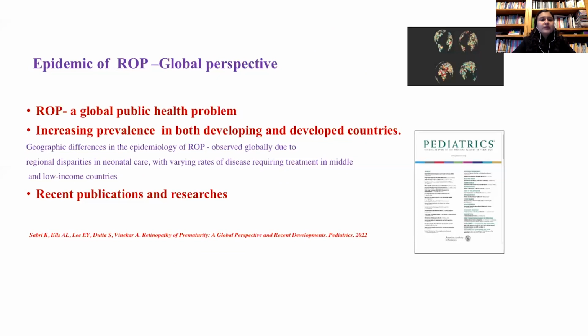ROP is a global public health problem, and because of increased neonatal care and improved NICU settings, we are seeing an increasing prevalence of ROP in both developing and developed countries. Geographic differences do occur in the epidemiology of ROP because of disparities in neonatal care. Recently, there has been a surge in publications and research on ROP. This talk is from the perspective of a pediatric ophthalmologist.